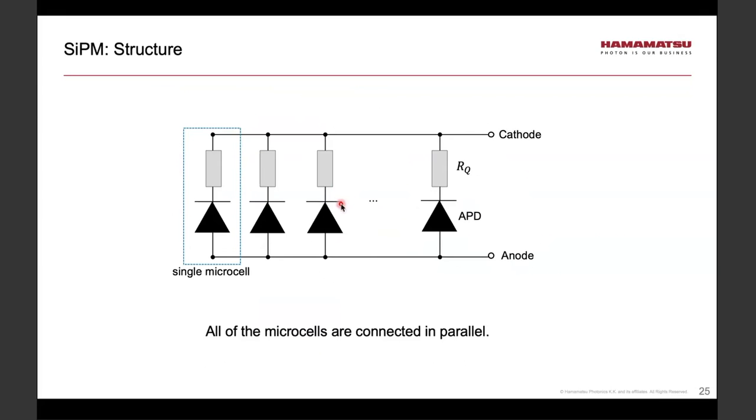So let's now look at this electrical circuit representing the SiPM. A single microcell, again, is an APD operating in Geiger mode, connected in series with a quench resistor. But please note that all microcells are connected in parallel. Therefore, this device has only two prongs, the cathode and anode.